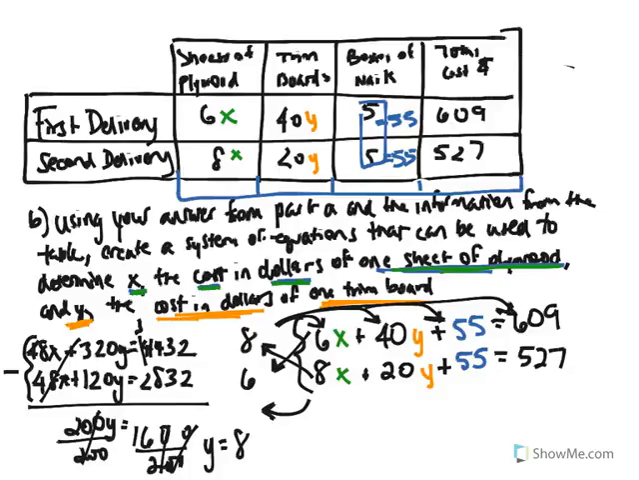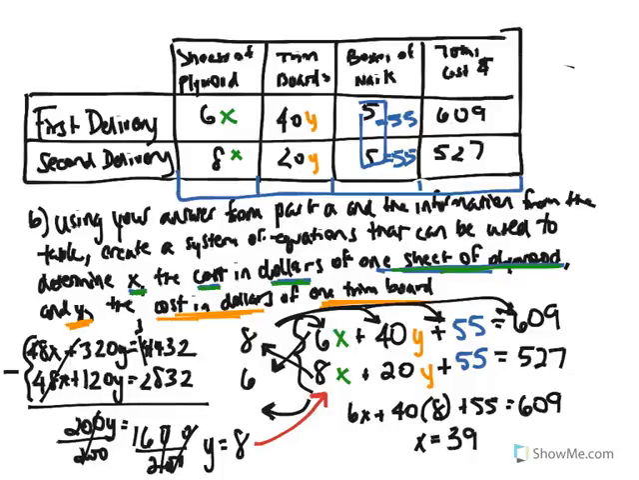Okay, so what do we do to find x? Remember, in systems of equations, we plug y back into one of the originals. So let's use the top original just because the coefficients are smaller on the x. So we have 6x plus 40 times y, and y is 8, so I'm putting 8 in for y, plus 55 equals 609. I add everything through. I get x equals 39.